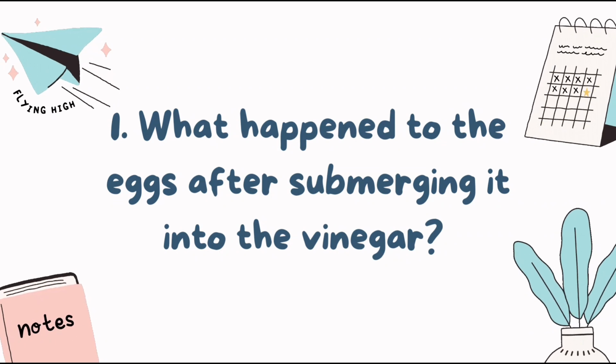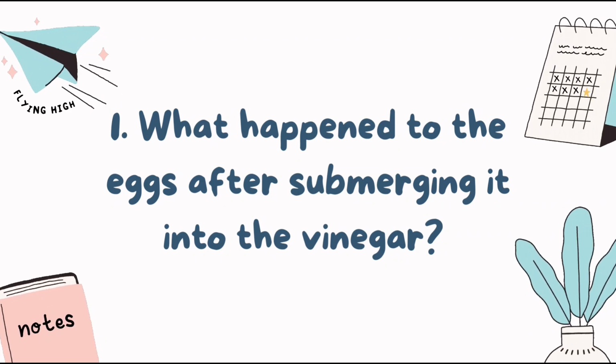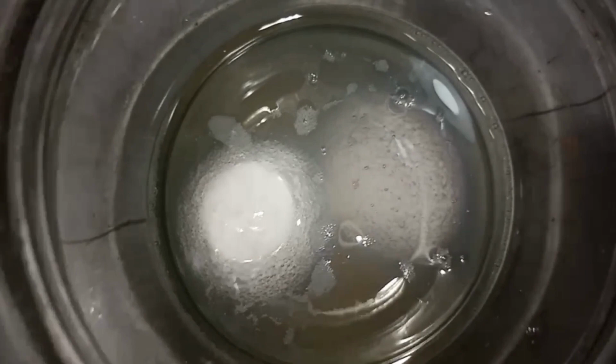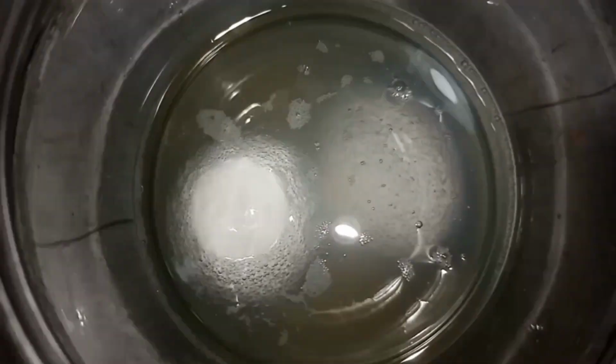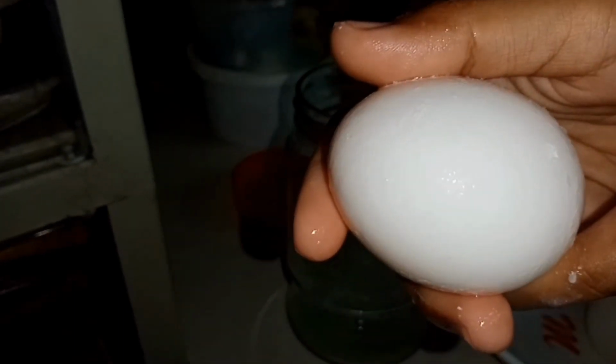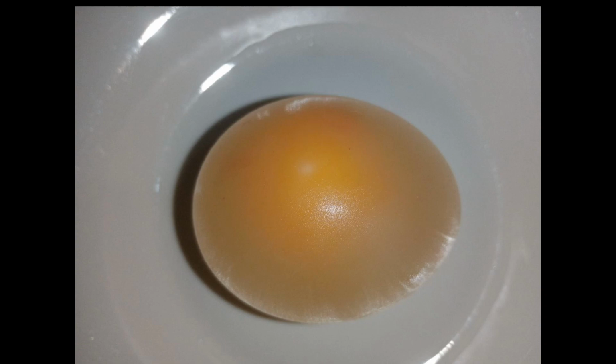What happened to the eggs after submerging them in the vinegar? After submerging eggs in vinegar for 48 hours, the shell of the eggs, which is made up of calcium, becomes brittle, and in a period of time, it dissolves.